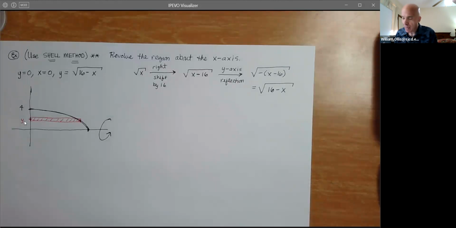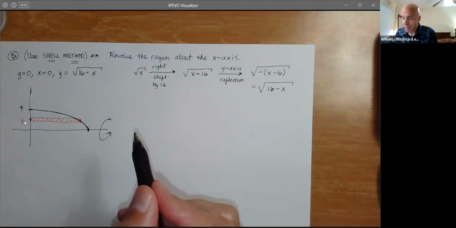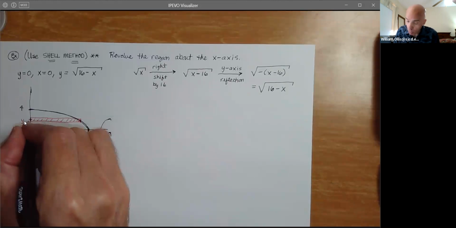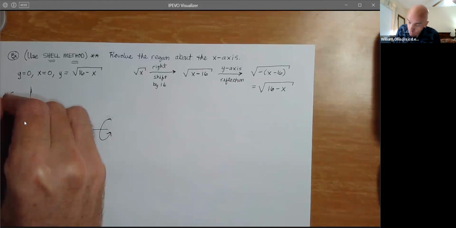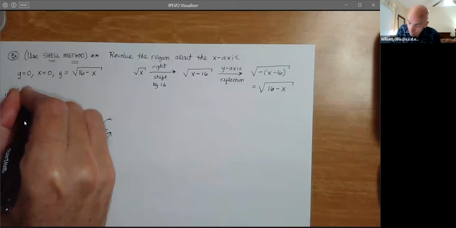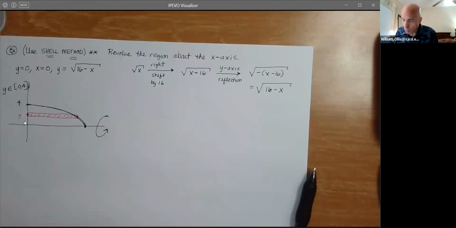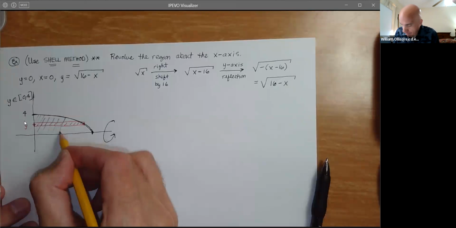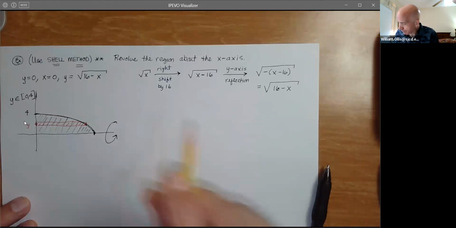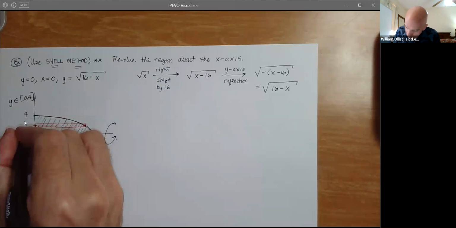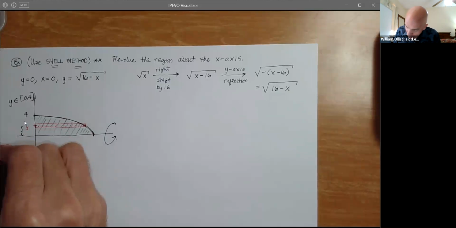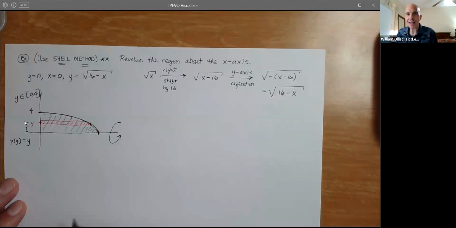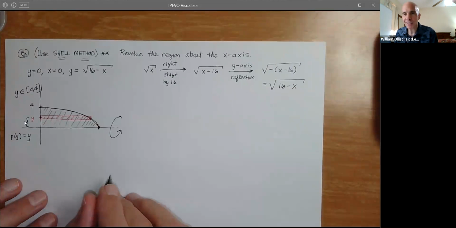So be careful. Now what we can see is the distance here to the axis of revolution is just given by y. So we've got y between 0 and 4. And if you like, go ahead and do a little shading here. So here we have p of y is just y. Okay, so that's simple. I think the elegance of the shell method is really neat.